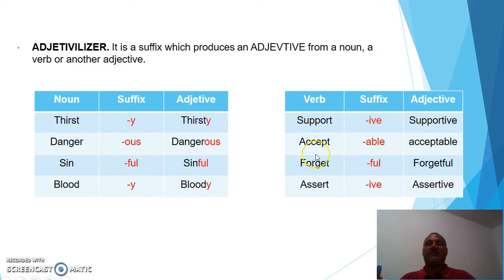And here are some other examples when we use verbs. We've got the verb support with this suffix, supportive, accept, acceptable, forget, forgetful, assert, assertive.